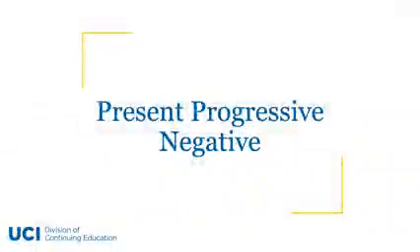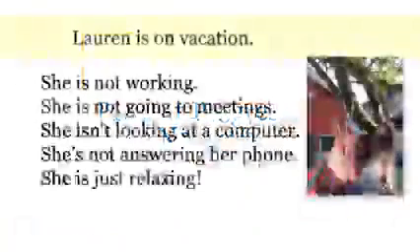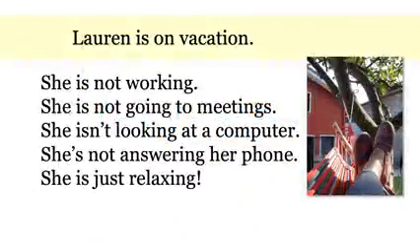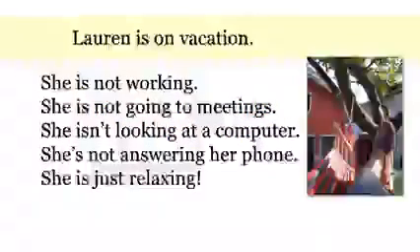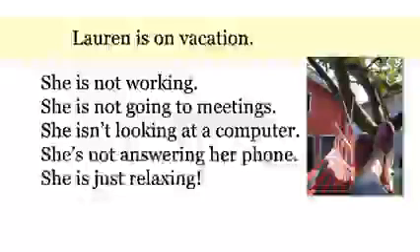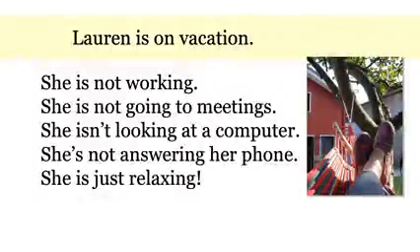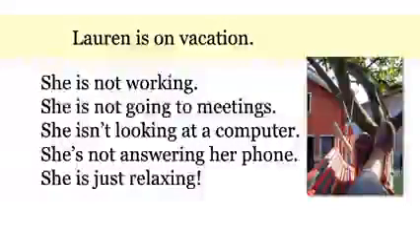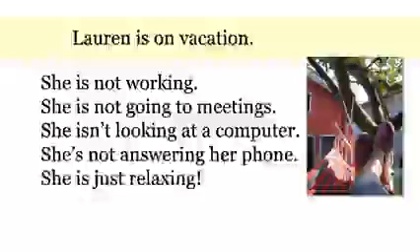Present progressive negative. Lauren is on vacation. She is not working. She is not going to meetings. She isn't looking at a computer. She's not answering her phone. She is just relaxing. Notice all of the negative present progressive forms.